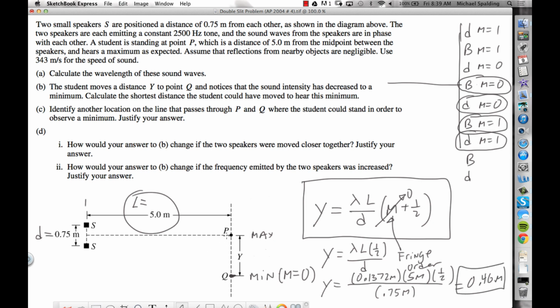Right? So if you come down from this point here, if you come down 0.46 meters, that's where the first quiet is going to be. The waves cancel. We get a minimum there.